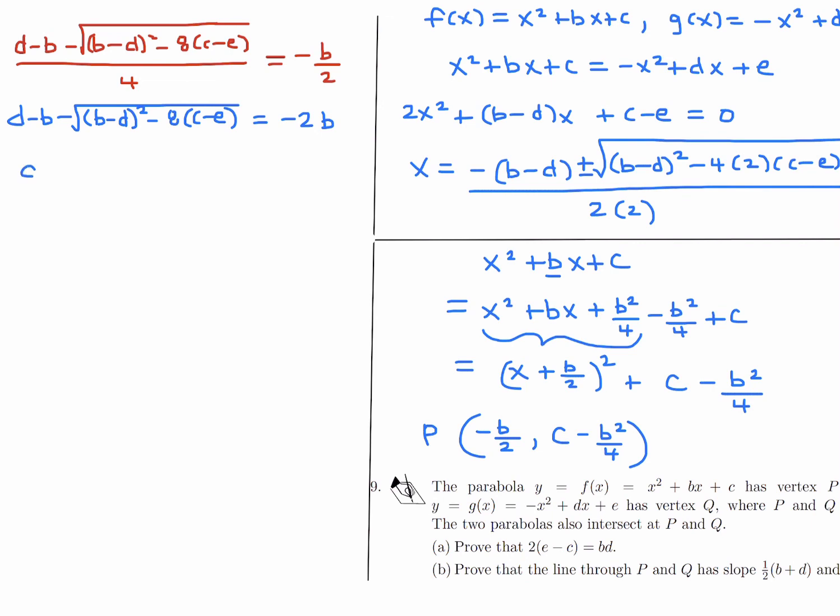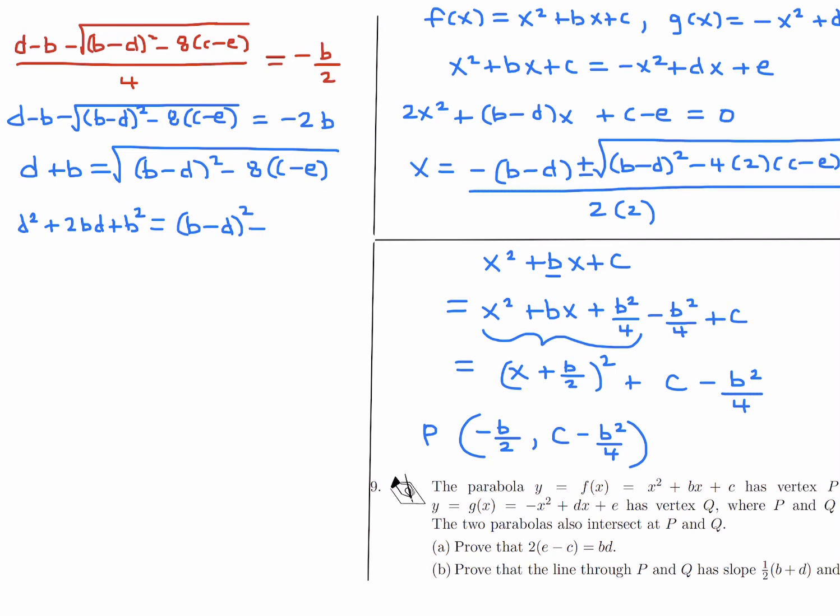And if I do that, I get d plus b on this side, and then I get the big long radical on the other side like this. And then of course at this point I've got to square both sides to get rid of that square root. And if I do, on one side it will be d squared plus 2bd plus b squared, and on this side I just get what's underneath the square root sign, which is b minus d squared minus 8 times c minus e. All right, now at this point shouldn't be too bad.